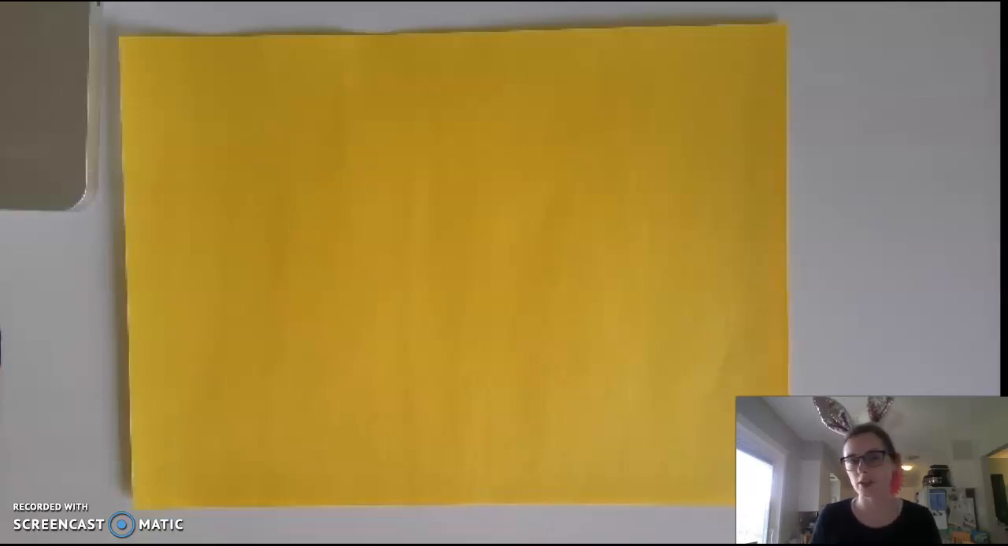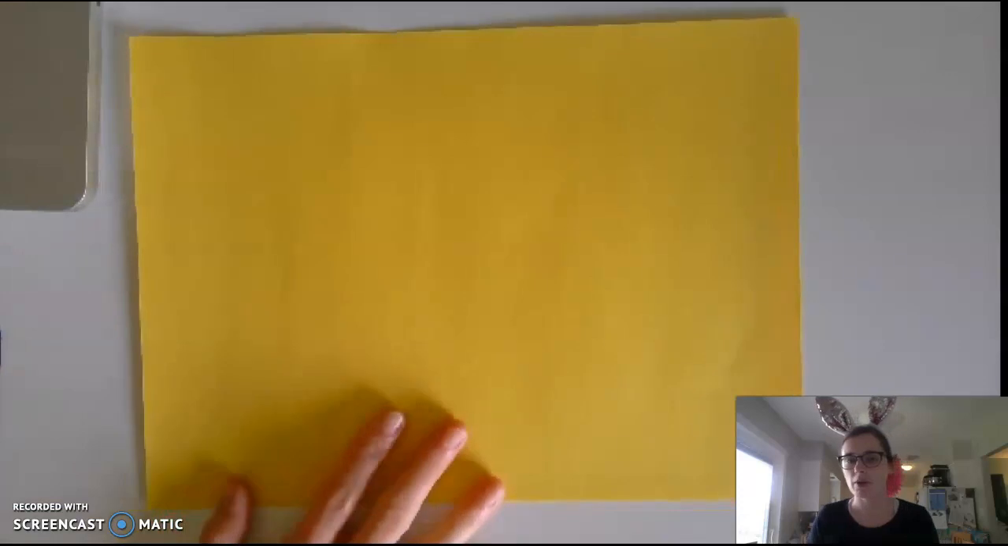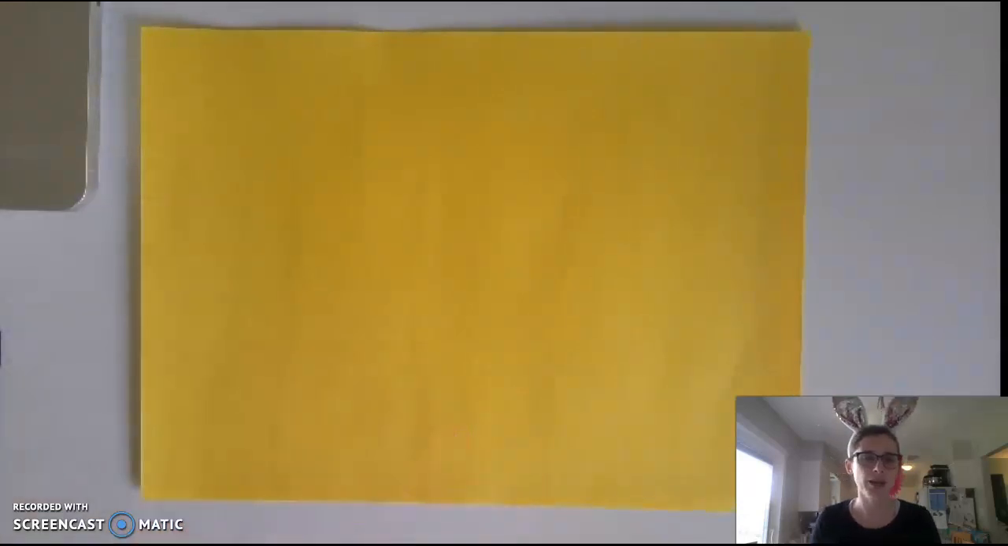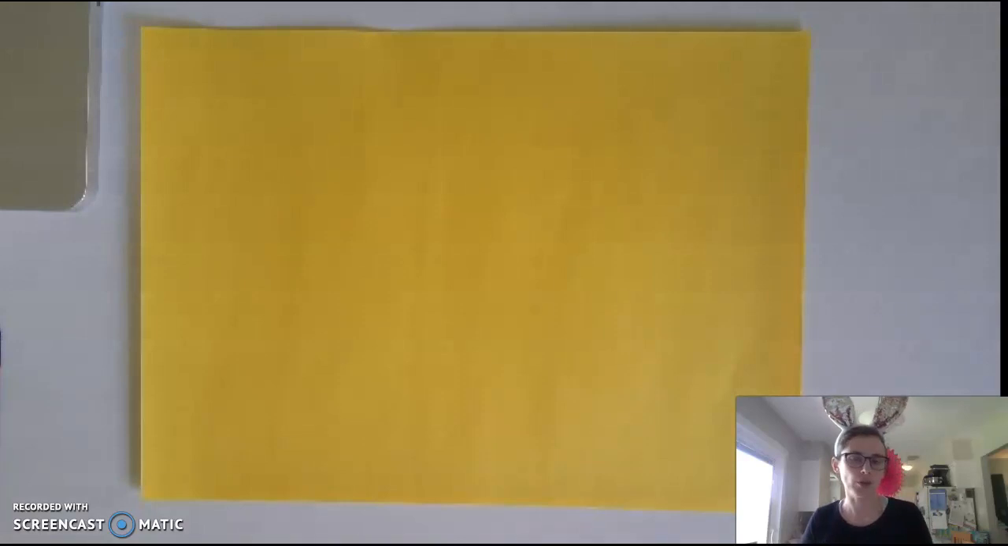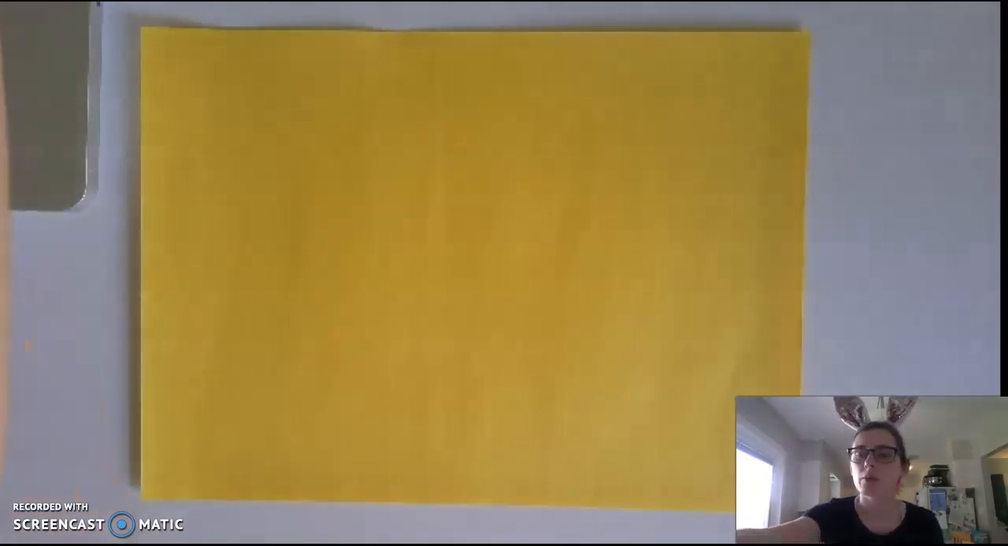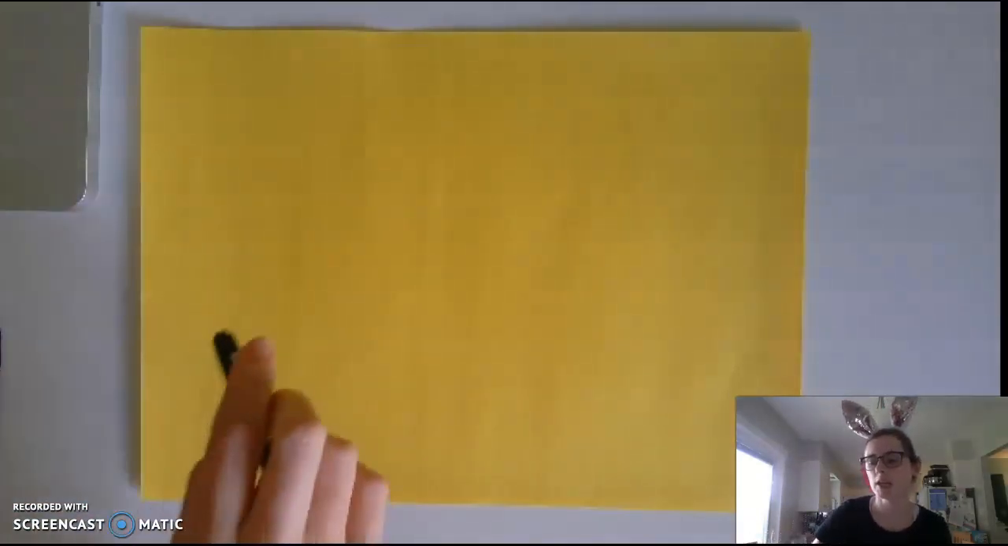So what I'd like you to do, you see I have a piece of paper out here, is just grab a blank piece of paper. It could be notebook paper, it could be printer paper. I happen to have a lot of construction paper right now, so I grabbed a piece of construction paper. So any kind of paper, you can go ahead and pause the video if you need to, but you're going to grab a piece of paper and you're probably going to want either a pencil or a pen.